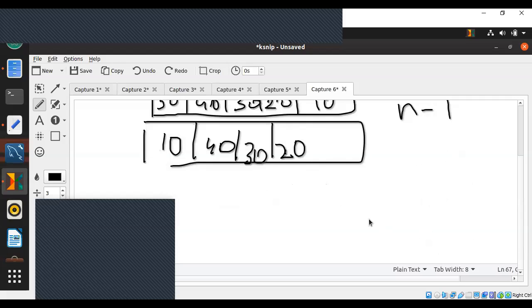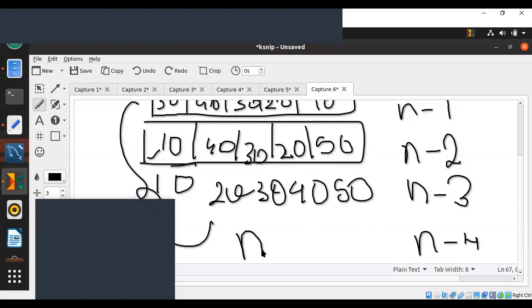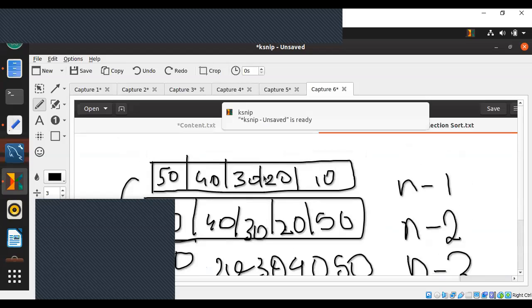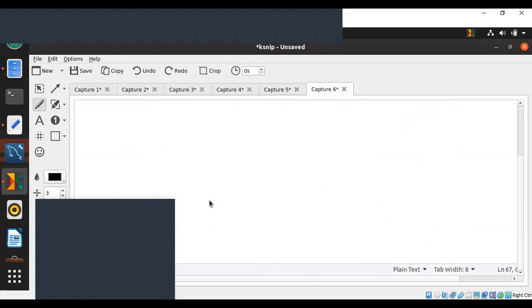So if you try doing this, this entire pass you have to do n minus 1 times. 1 time, 2 times, 3 times, and 4 times. You're doing this n minus 1 times entirely. So the first part is n minus 1.